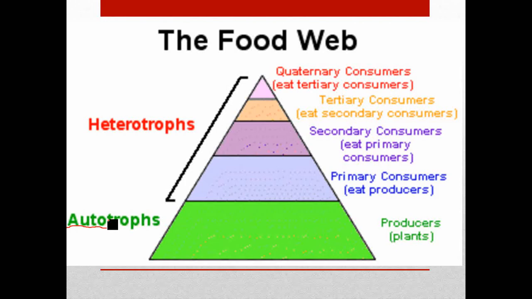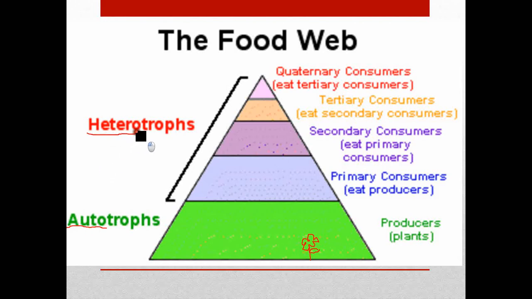Plants, for one, use photosynthesis with the sun, and they get their food that way. Some bacteria go through chemical processes, but pretty much, autotrophs make their own food. They don't have to eat other organisms in order to gain energy.